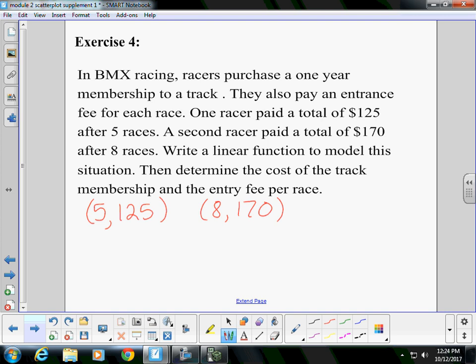Now what is it telling us to do? A couple things. One, write a linear function. That's the equation. A function is an equation. That's what we've been doing to model the situation. Then, the second thing it asks us to do is determine the cost of the track membership and the entrance fee per race. So this is really asking us to do two more things: part 2 has an a and a b, the membership cost and the entry fee per race.